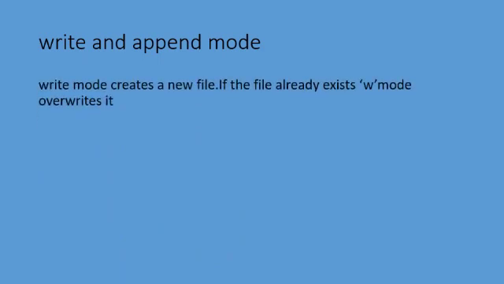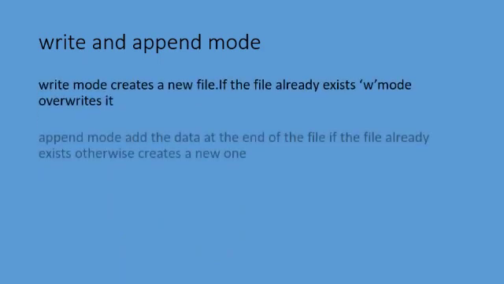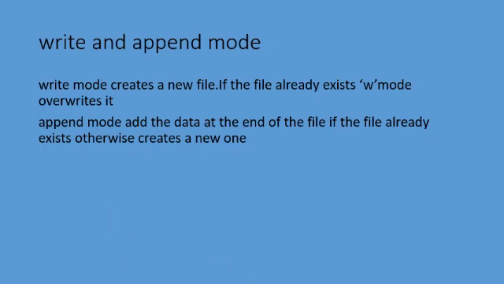Next, I said something about write mode and append mode. What is the difference between them? Write mode just creates a new file to write. The write mode creates a new file to write, and if the file already exists, the write mode overwrites it. If data was already created, it overwrites the old data.